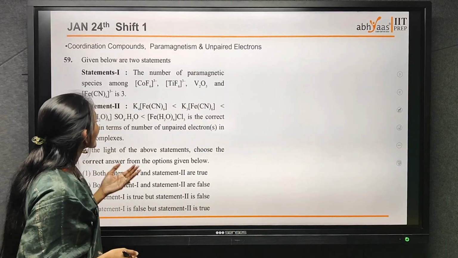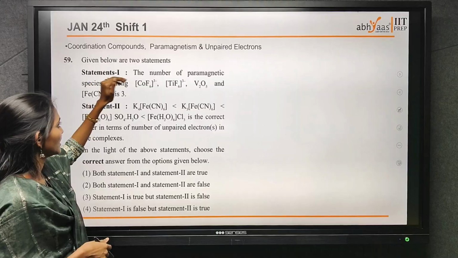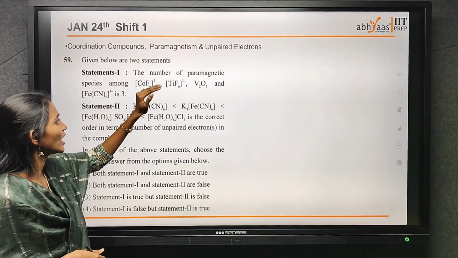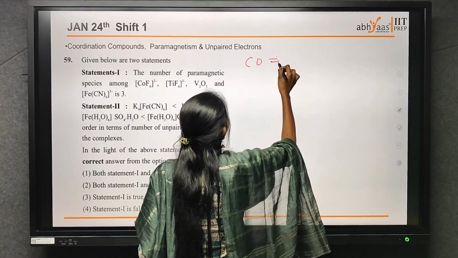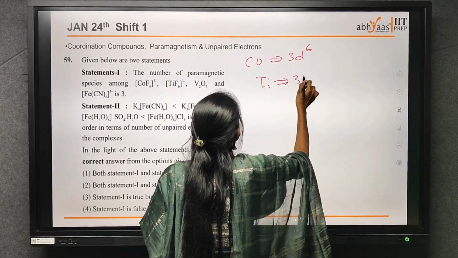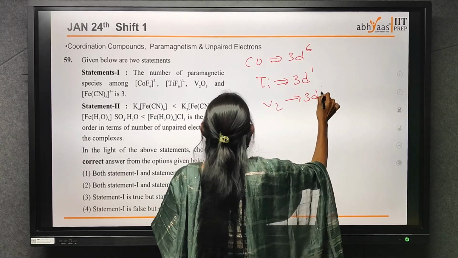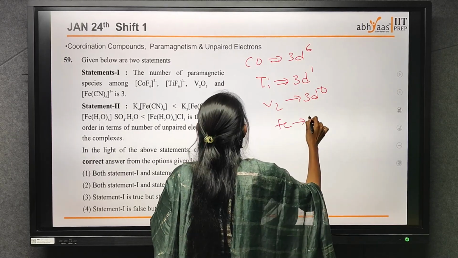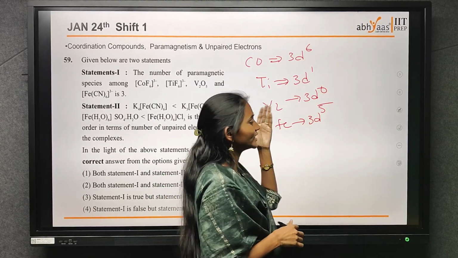Coordination compounds, they are asking about unpaired electrons, right? So this is also statement based. The number of paramagnetic species among cobalt, titanium, vanadium and ferrous. Cobalt, we are having 3d6, right? And titanium, we are having 3d1, and vanadium, we are having 3d0, and ferrous, we are having 3d5, right? So coming to this, how is it going to split?